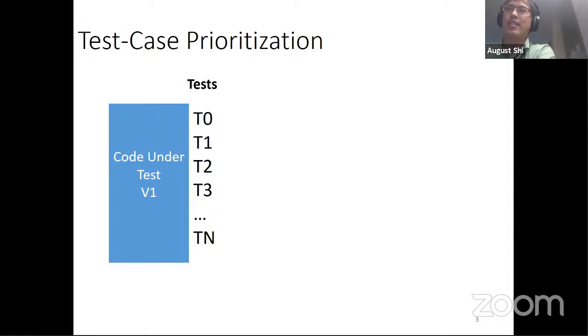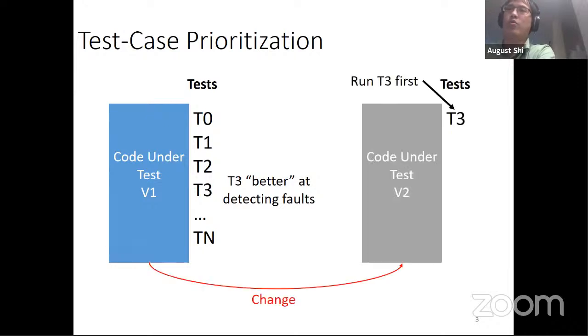Where the idea here is that we have a set of tests we want to run, but we kind of have an idea that these tests are not all exactly equal in terms of fault detection capability. For example, if we were to somehow know ahead of time that test T3 is better at detecting faults than the other tests, then after the change, we may want to then run test T3 first instead, ahead of all the other tests. And of course, other tests can also be run in different orders based on some metric or heuristic of how good they are at detecting bugs.